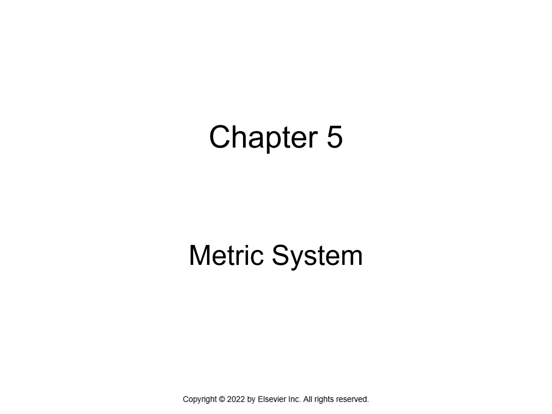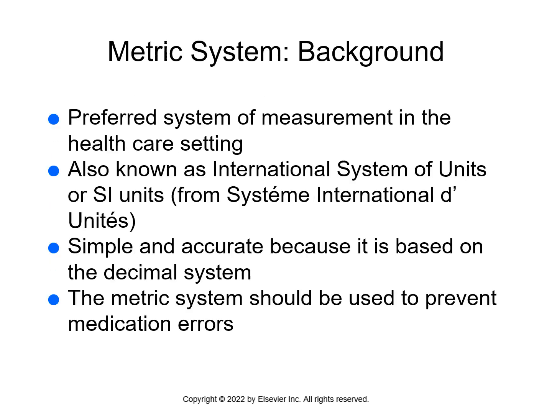So last week was a review. This week we're jumping into new material. Chapter 5 covers the metric system. We use the metric system in healthcare because it's simple, it's accurate, and it's based on the decimal system, which, if you remember from last week, we like the decimal system. It helps prevent medication errors.